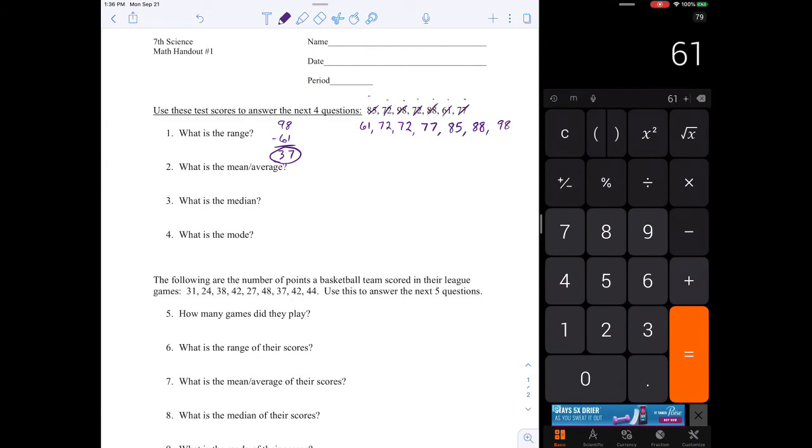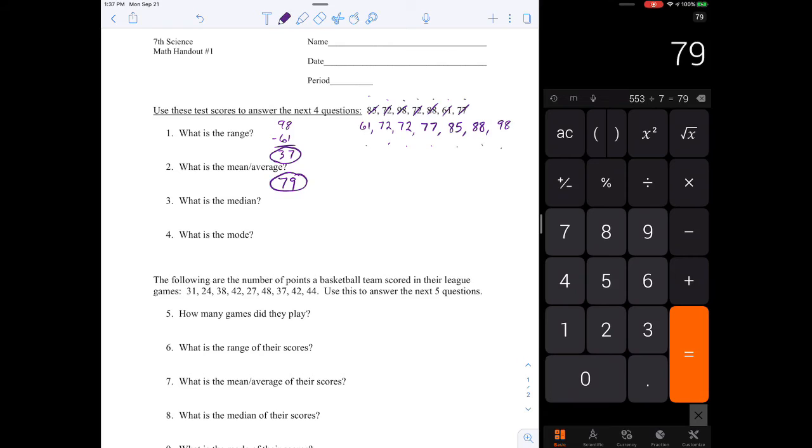So 61 plus 72 plus 72 plus 77 plus 85 plus 88 plus 98. That comes up to 553, but then we have to divide by the total number of measurements we had, or in this case, test scores. Well, what do we have again? 1, 2, 3, 4, 5, 6, 7. So I'm going to hit divide by 7. The average, or the mean, was 79.